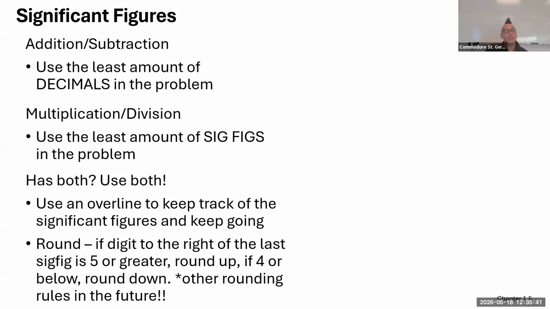So again, addition, subtraction, use the least amount of decimals in the problem. Multiplication, division, use the least amount of sig figs in the problem. If it has both, use both. Use an overline to keep track of the significant figures. Basically, don't round too early. And then you want to round at the very end.